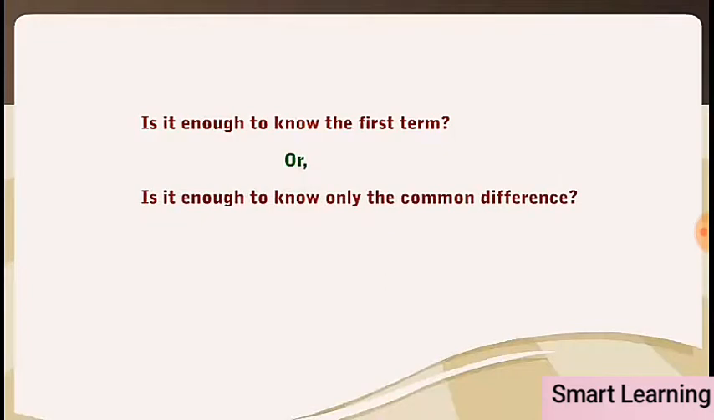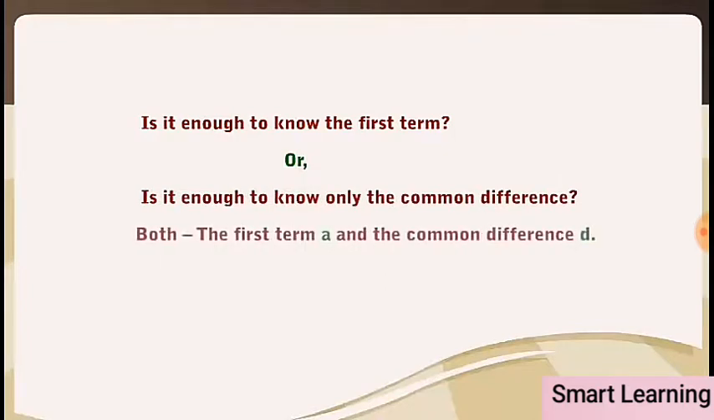Now, to know about an AP, what is the minimum information that you need? Is it enough to know the first term? Or is it enough to know only the common difference? You will find that you need to know both the first term A and the common difference D.